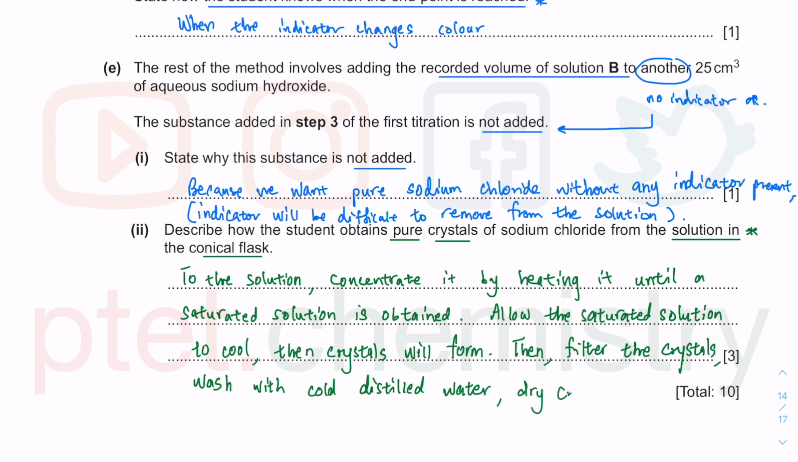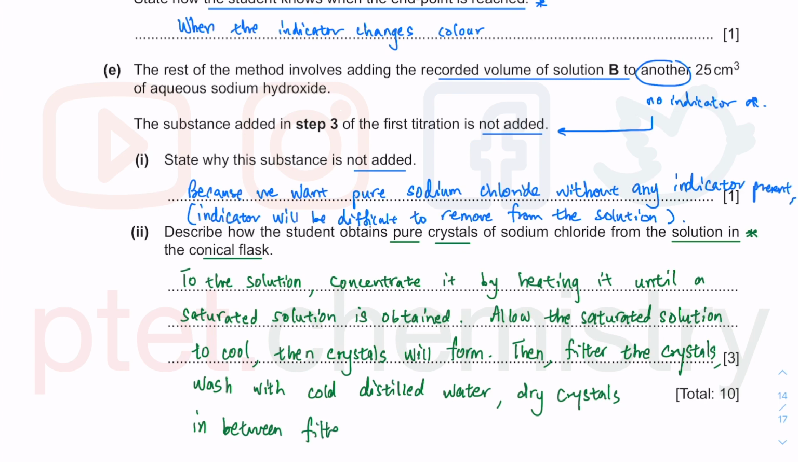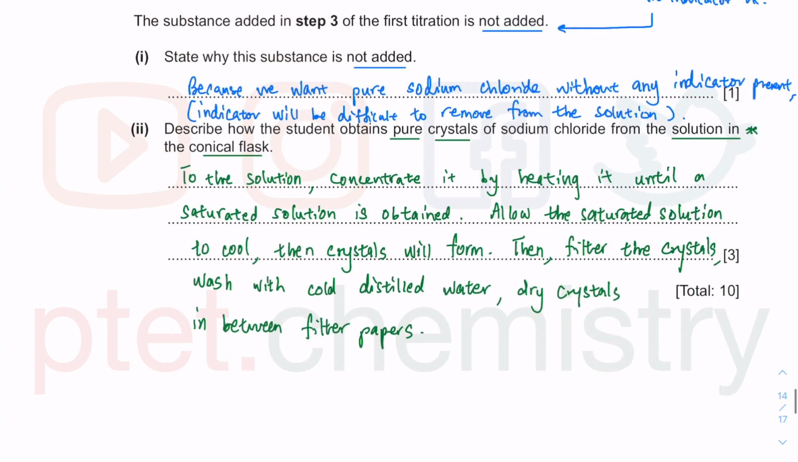They didn't mention drying the crystals, they just said pure crystals, but then drying is sometimes asked as well. So it doesn't hurt if you say dry crystals in between filter paper. You don't get marks here, but sometimes they do want you to say pure dry crystals. So, you know, that's how you get all the 3 marks for this question. Just describing the crystallization assay. That's the end of that 10-mark question there.